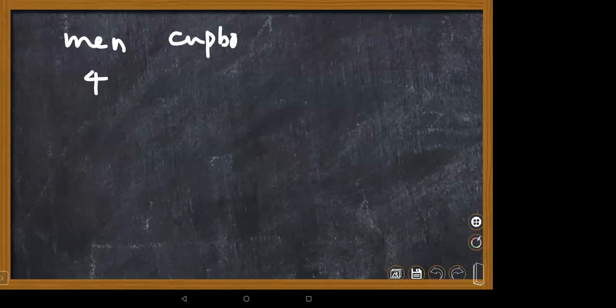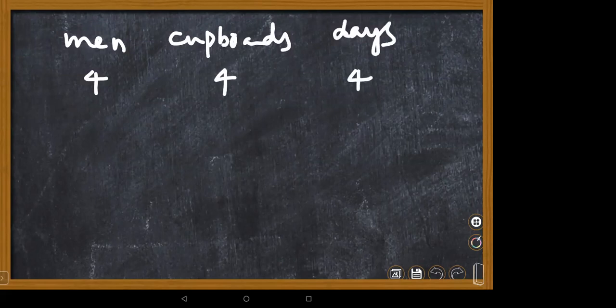Four men can make 4 cupboards in 4 days. How many men? 4 men make cupboards. How many cupboards? 4 men can make 4 cupboards in how many days? 4 days. All are 4, 4, 4. Here the question is, how many cupboards is the question mark? How many cupboards can 14 men make in 14 days?